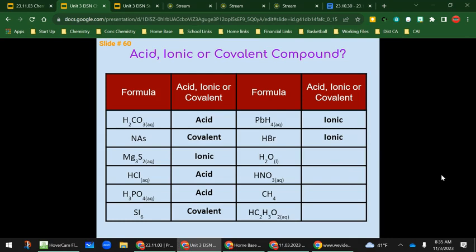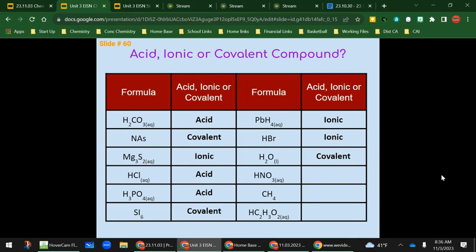Okay? H2O, liquid. Hopefully ionic? Actually, it's covalent.